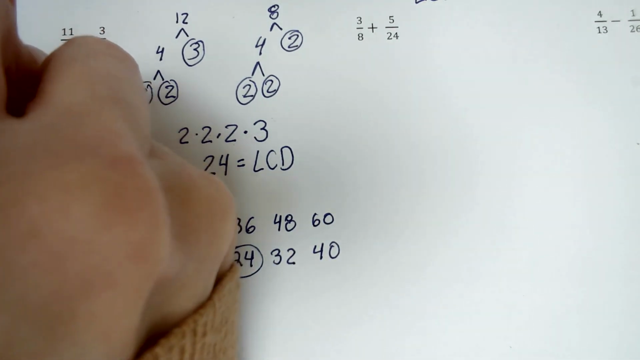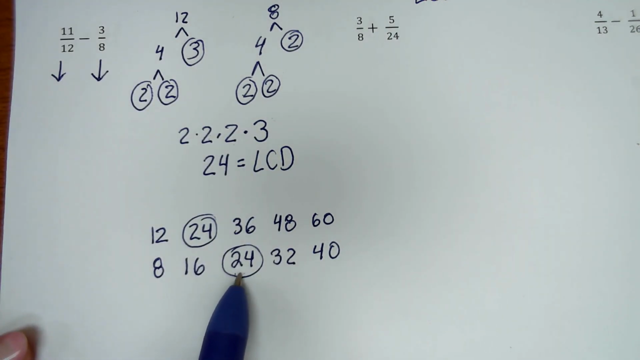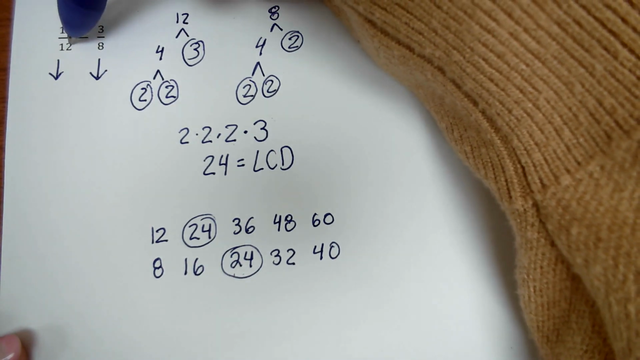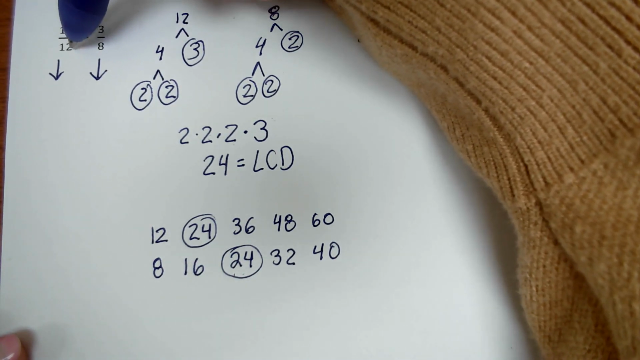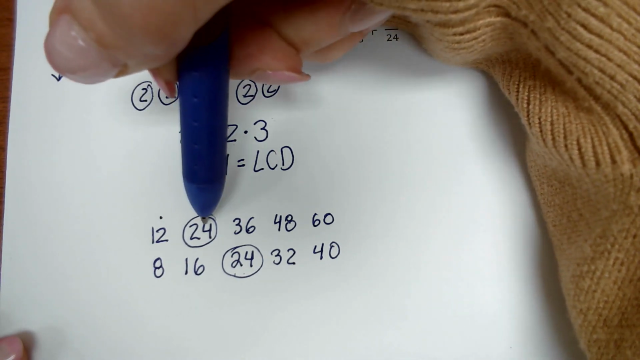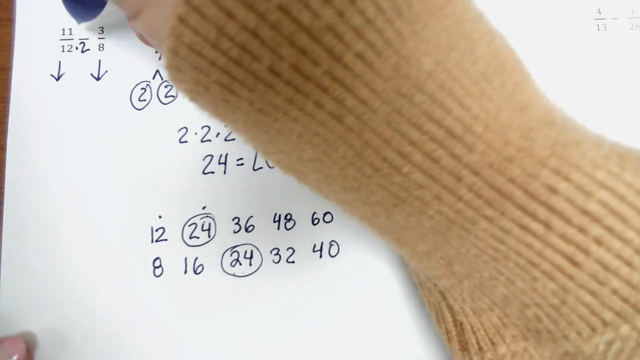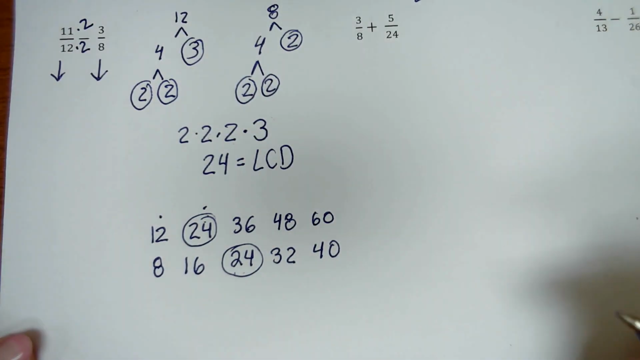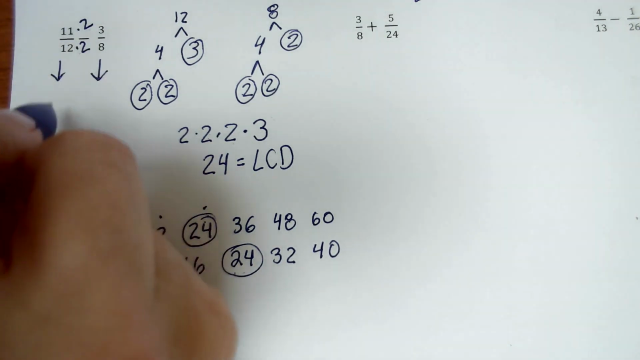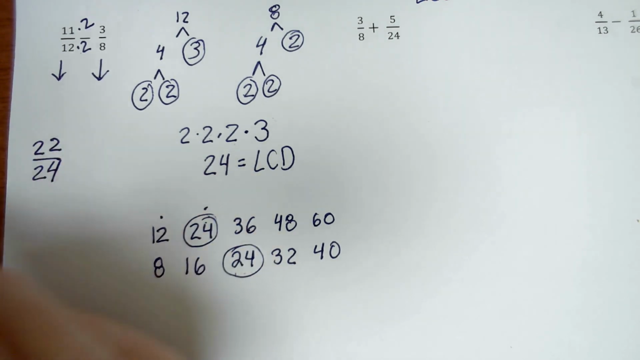So now we have to rewrite these two fractions with a denominator of 24. So let's look at our first one, 11 over 12. I ask myself, 12 times what will become 24? Well, 12 times 1 is 12. 12 times 2 is 24. So to keep it equivalent, we need to multiply the top and the bottom by 2. That turns it into 22 over 24.